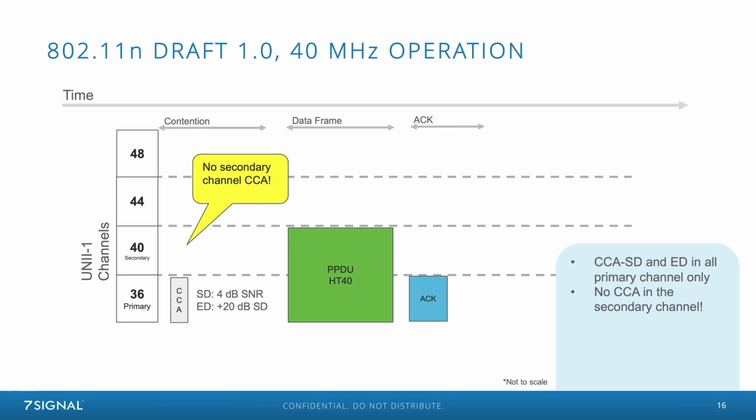So here you see an AP operating on channel 36. It wants to transmit a 40 megahertz wide frame. And to do that, it just checks its primary 20 megahertz channel using the existing CCA rules. And if that's clear, it just transmits.